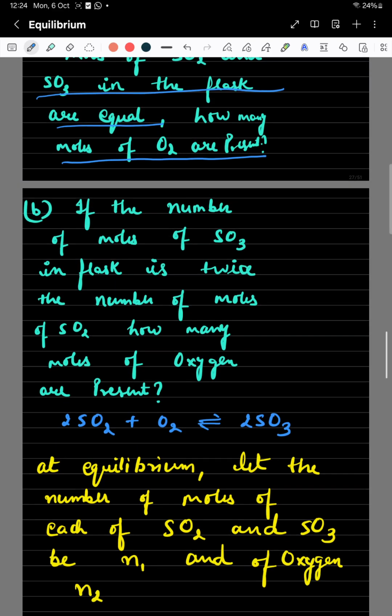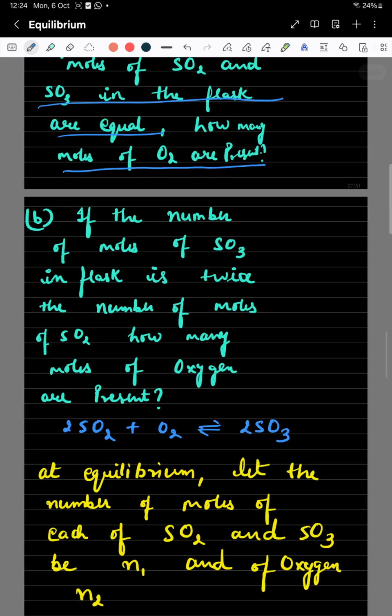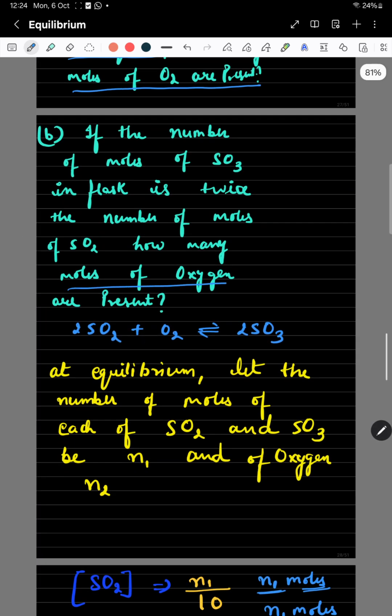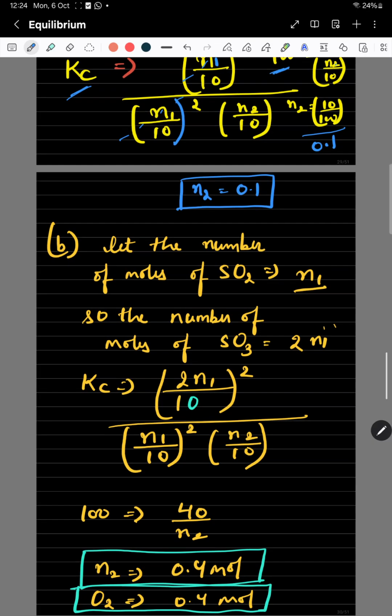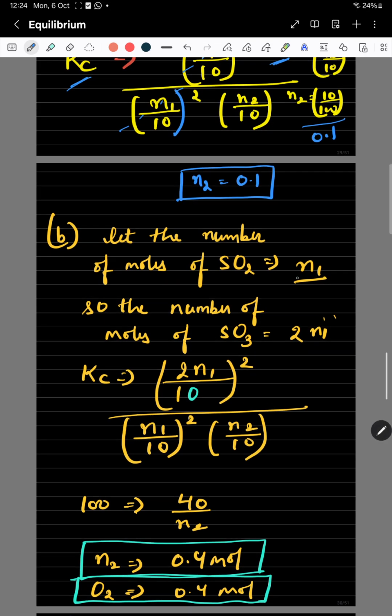Now the second option is what? If the number of moles of SO3 in the flask is twice the number of moles of SO2, how many moles of oxygen are present? Whatever be the number of moles of SO2, SO3 is twice that. So let's understand about it. Let the number of moles of SO2 be N1. For SO3, how many moles are there? It is just twice of SO2, so this would become 2N1.